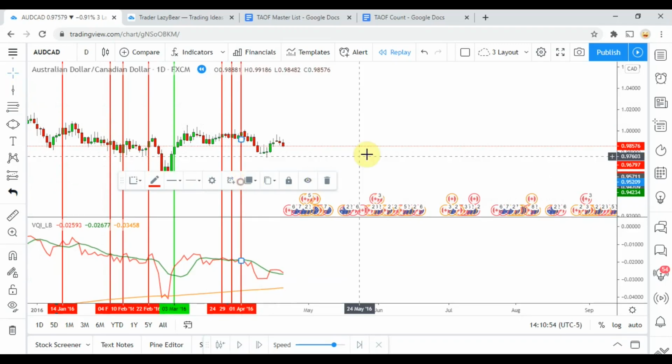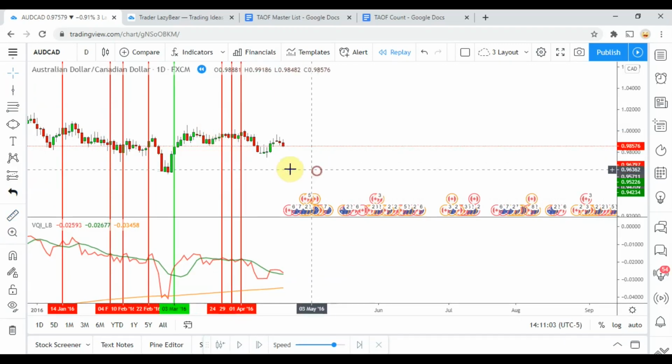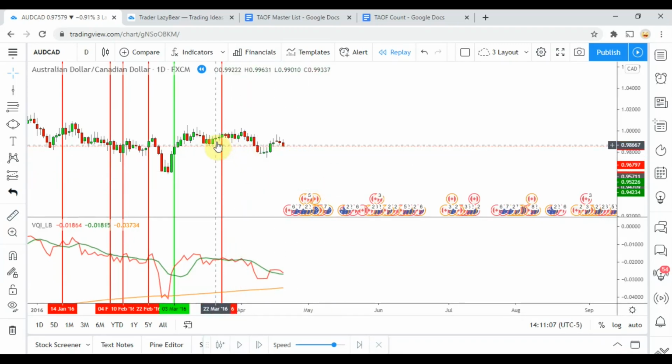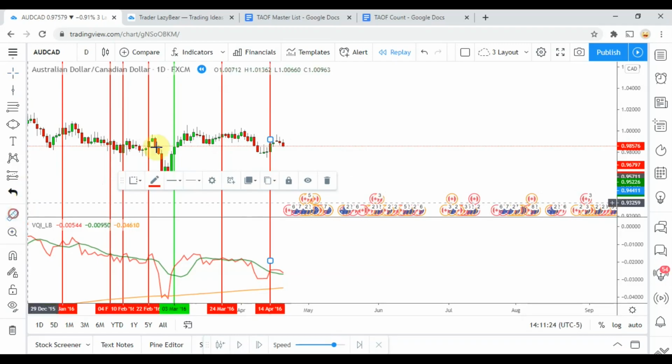Actually, in these particular ones, let me back up here just a little bit, because we would still be in this initial long right here, and so we could ignore these other signals that have taken place. So we'd still be riding that out, waiting for it to either stop us out or go up and give us profit. In this particular case, it did end up going against us, stopping us out.